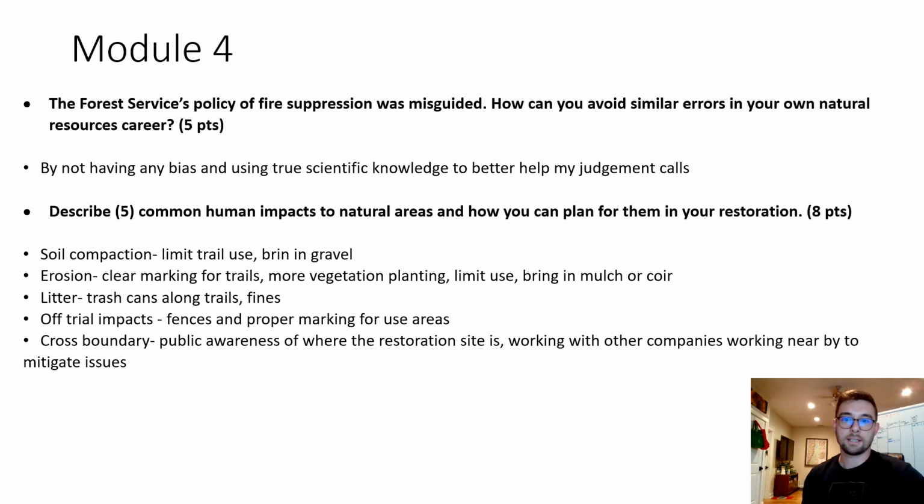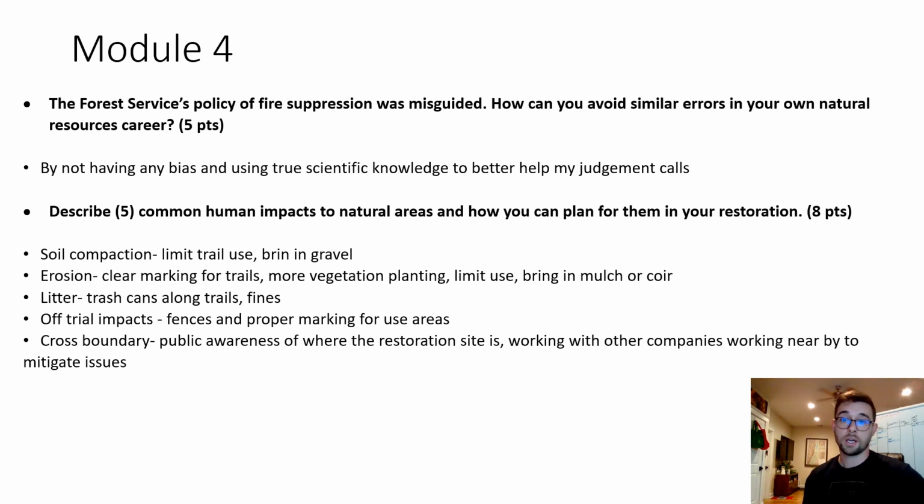Five common human impacts to natural areas. Soil compaction: you can limit trail use, or you can bring in gravel. That will really help soil compaction. Erosion: clear marking for trails. Don't let people go off trails. Maybe even some wooden fences in the more sensitive areas, and a lot more vegetation that will hold all the soil.